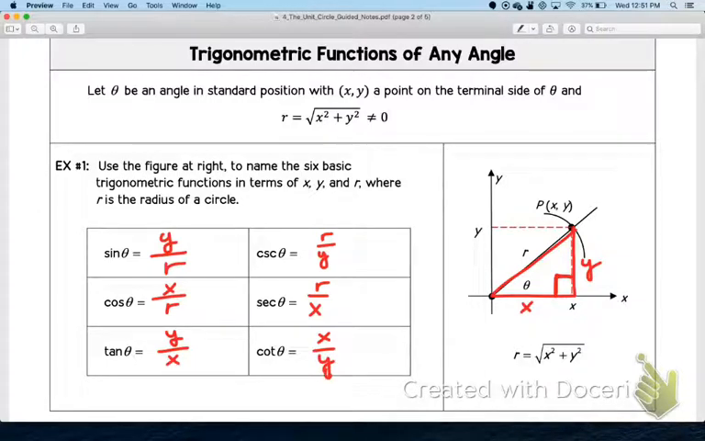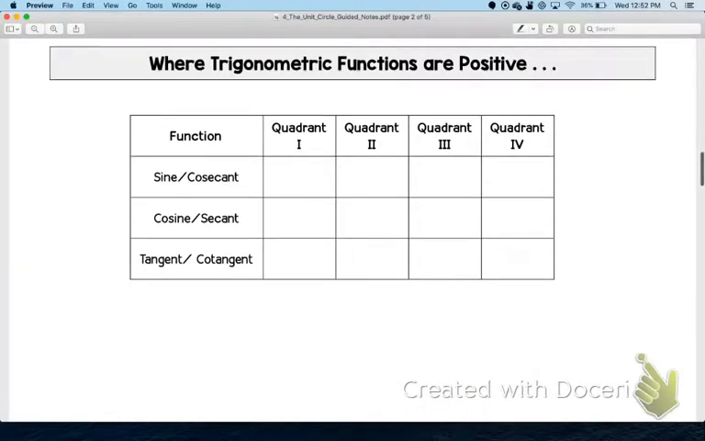Okay, so the unit circle is not that complicated. It's actually a really beautiful thing in how it works. You just need to make sure you understand it. Okay, so where are my trig functions going to be positive? Okay, so now let's think about this.